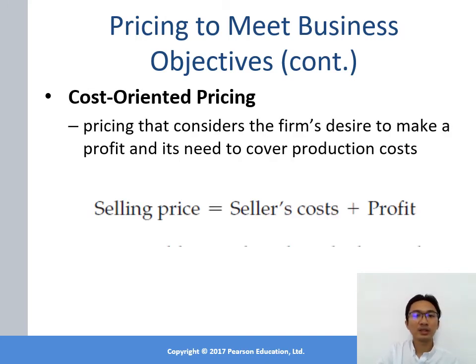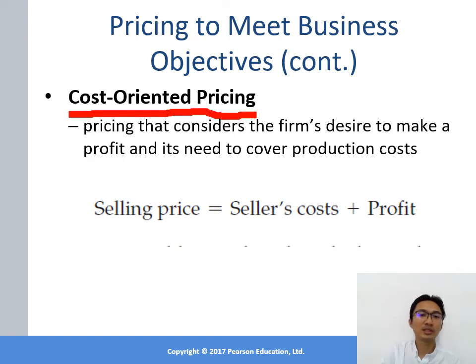Whatever the company objectives are, managers like to measure the potential impact before deciding on the final price. So we have two tools that we use for this purpose. The tools are cost-oriented pricing and also break-even analysis. These tools can actually be used alone, but often companies use both tools instead.